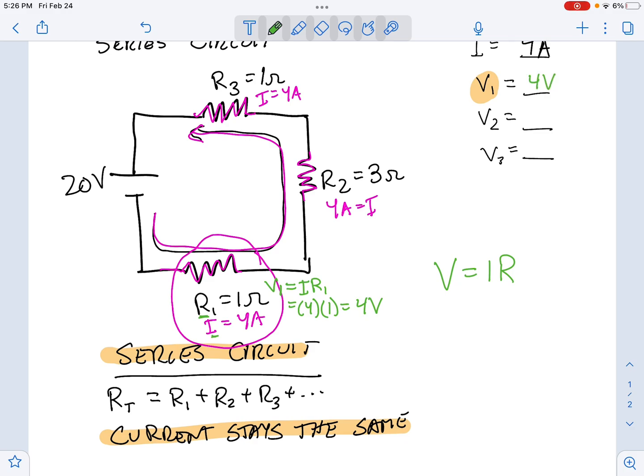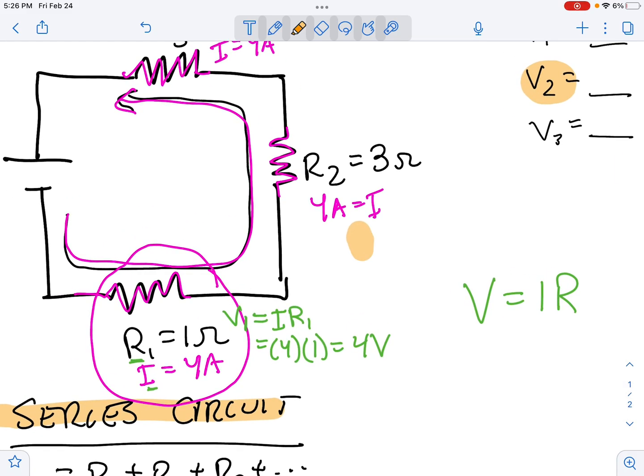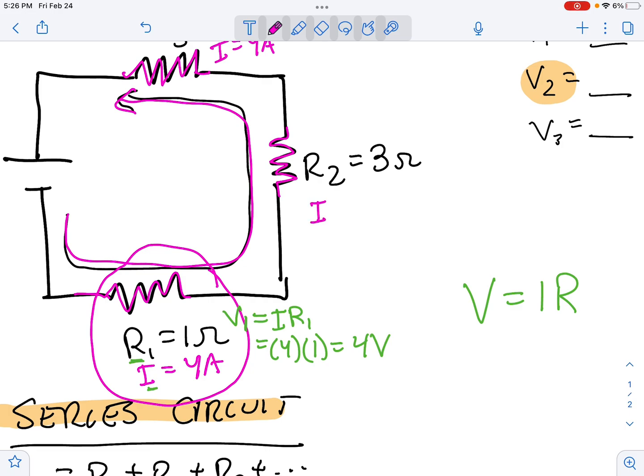There we go. Okay, now we're looking for V2. We do that the exact same way as we did for V1. This doesn't really look like it. Let me see. That's not very neat, so I'm going to change that and write it again.